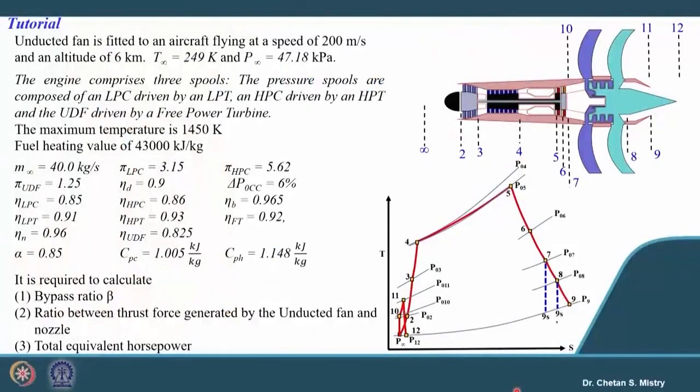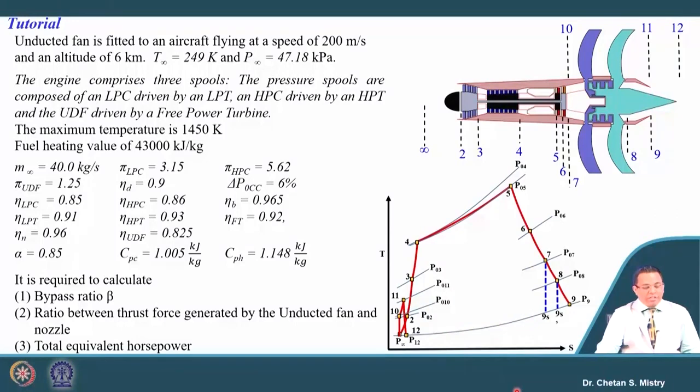In the last lecture, we were discussing the construction of the prop fan. We also discussed the thermal cycle analysis of this prop fan configuration, as well as the calculation of performance parameters for such a configuration. So, let us take a tutorial for that.